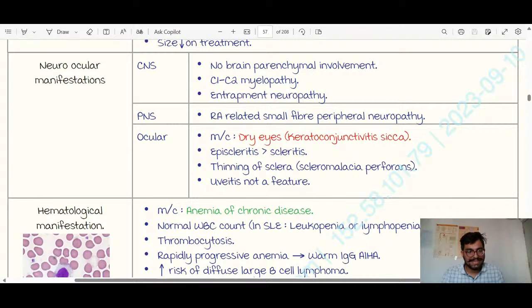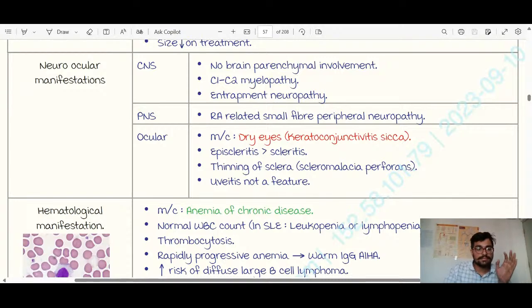Episcleritis is more common than scleritis. Ocular thinning of sclera, scleromalacia perforans. Uveitis is not a feature. Remember, it is very important to note that uveitis is not a feature of this. Okay, it is scleritis. Episcleritis is more common than scleritis. So rheumatoid arthritis is only for episcleritis, not for any other thing.